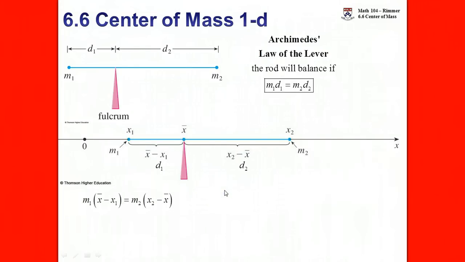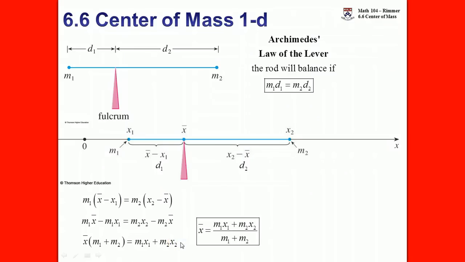Okay, and then we're supposed to be able to multiply M1 times D1, and that's supposed to equal M2 times D2. If we multiply this out and solve for X bar, we'll have M1 times X bar, and we'll add over M2 times X bar, and then we have M2 times X2, and we add over M1 times X1. Factor out the X bar and divide, and this formula will be how we can calculate exactly where to place the center, where to place the fulcrum, so that it balances out: M1 X1 plus M2 X2, divided by M1 plus M2.